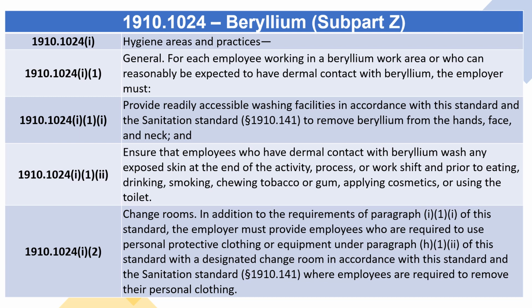1910.1024, I-2, change rooms. In addition to the requirements of paragraph I-1I of this standard, the employer must provide employees who are required to use personal protective clothing or equipment under paragraph H-1-2 of this standard with a designated change room in accordance with this standard and the sanitation standard, section 1910.141, where employees are required to remove their personal clothing.